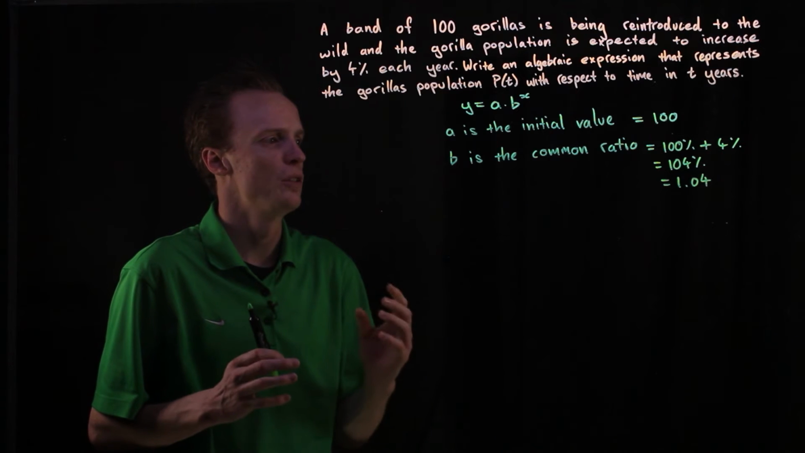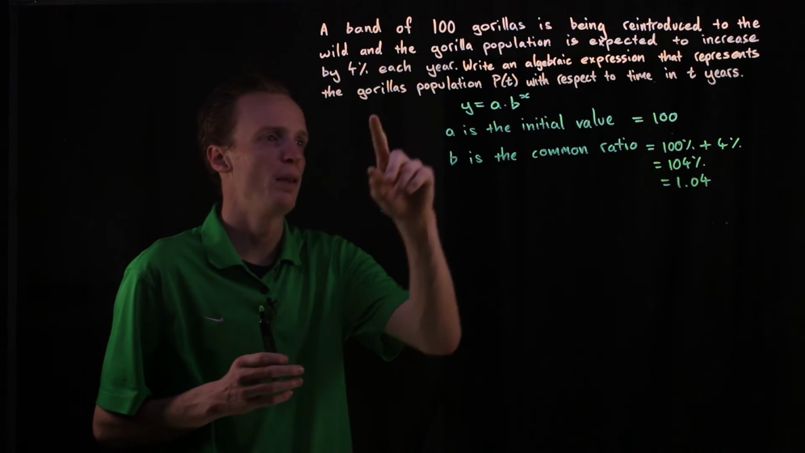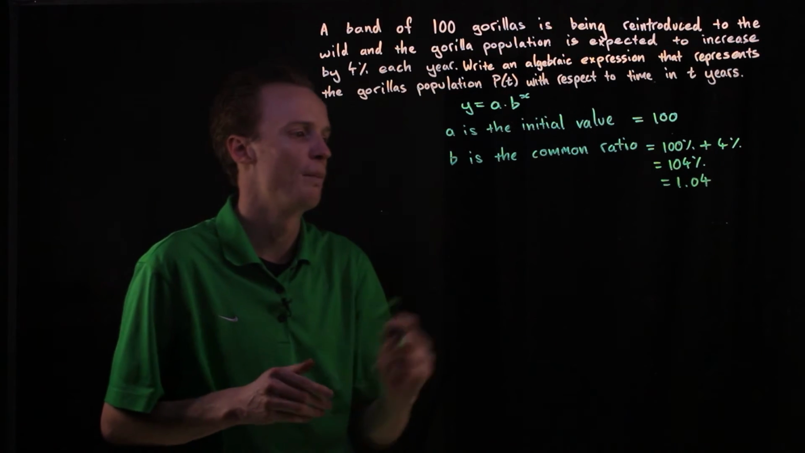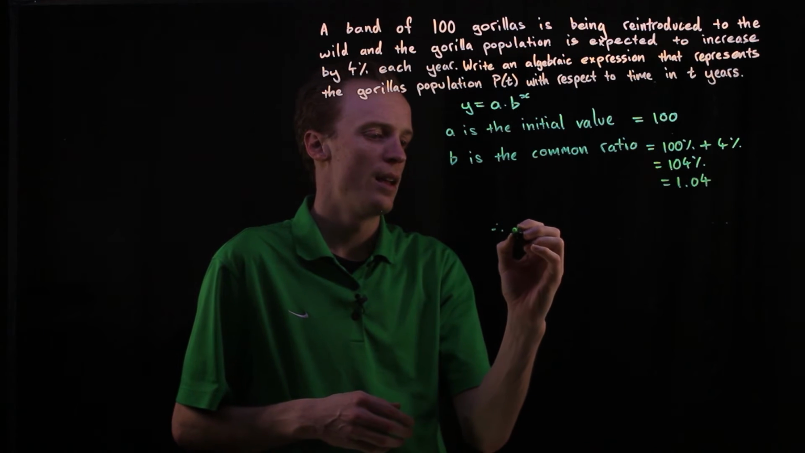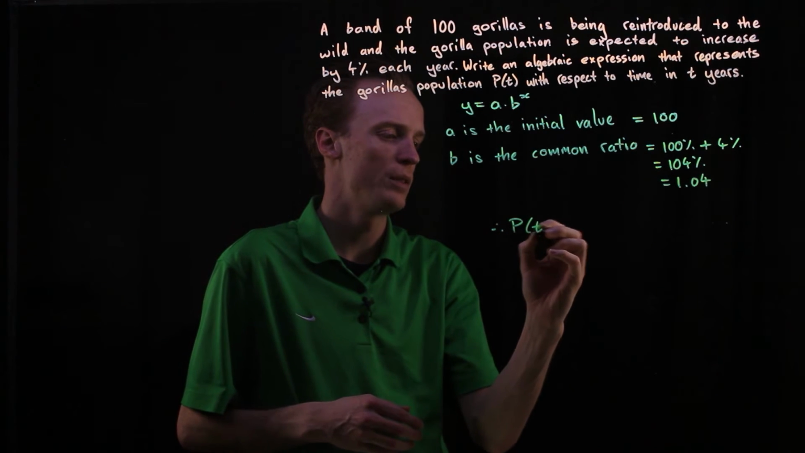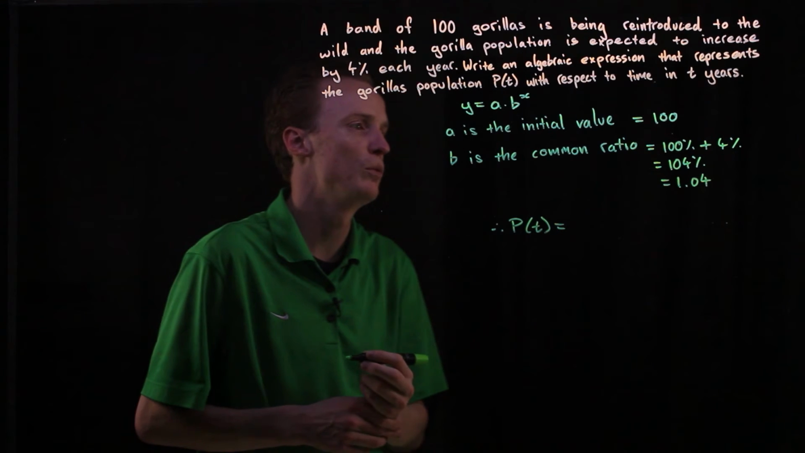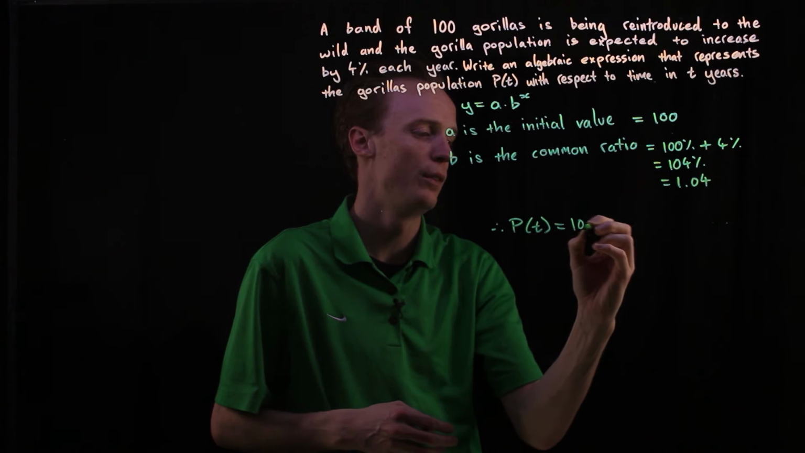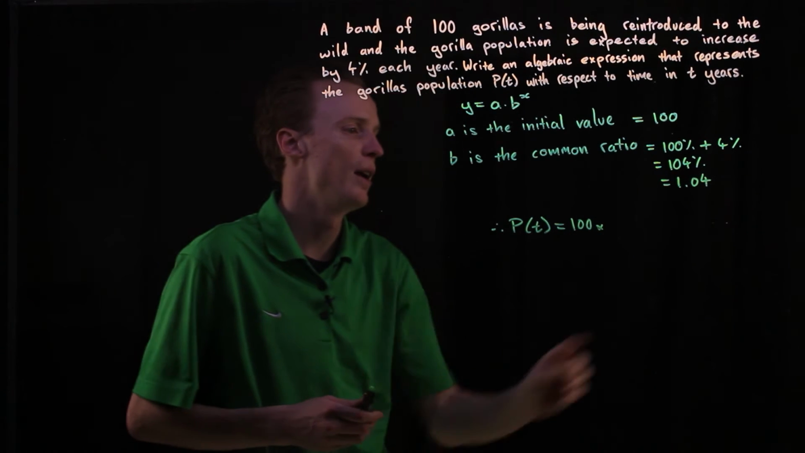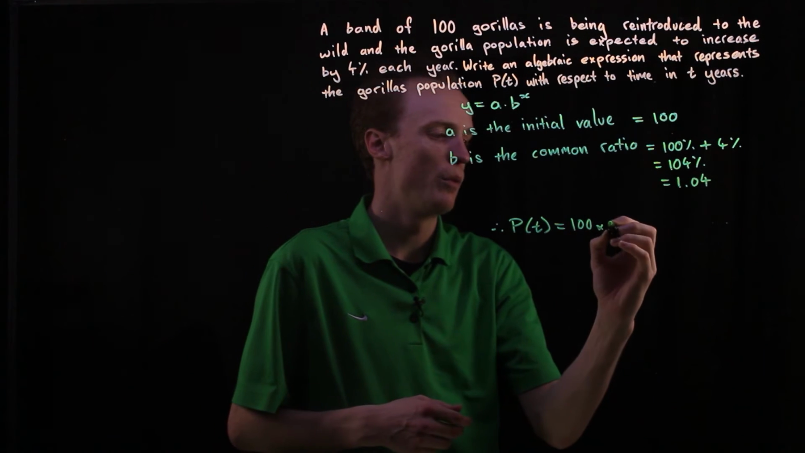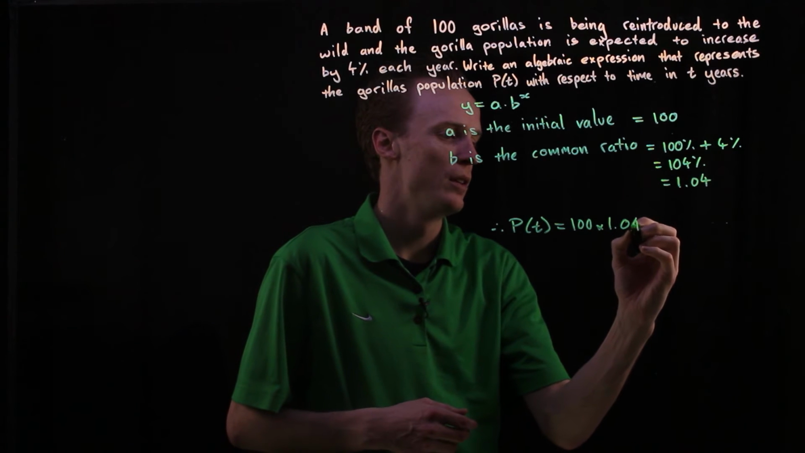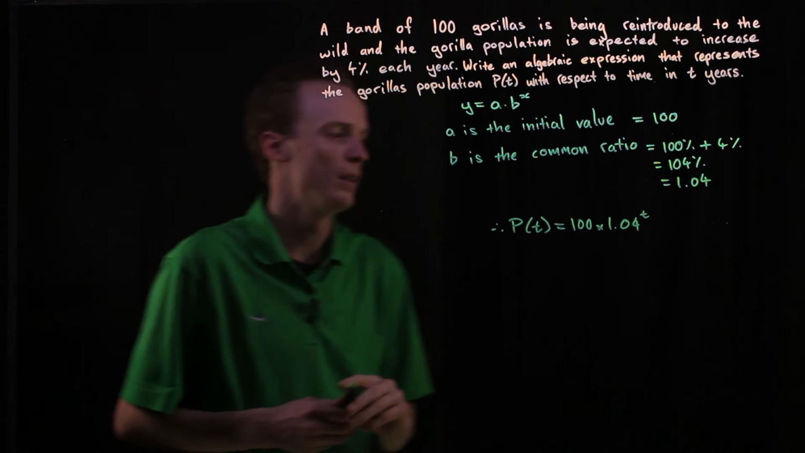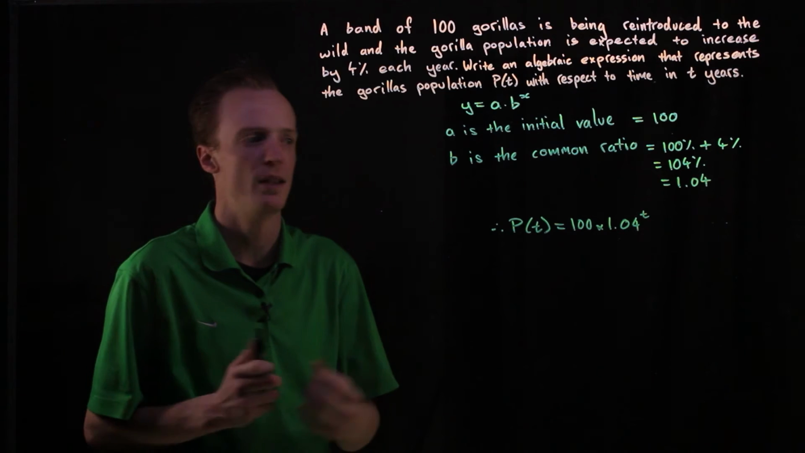So what we can now do is represent the population of the gorillas with respect to time by stating that our population with respect to time is equal to our initial value, so those 100 gorillas, multiplied by the common ratio of 1.04 to the power of t, with t being time in years.